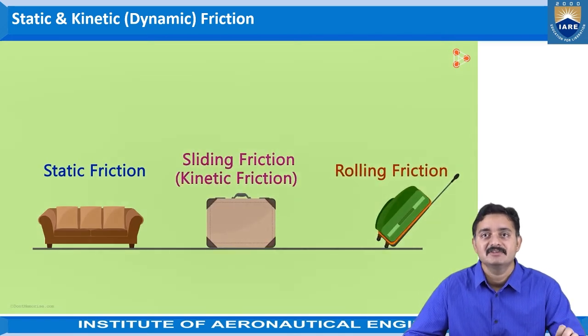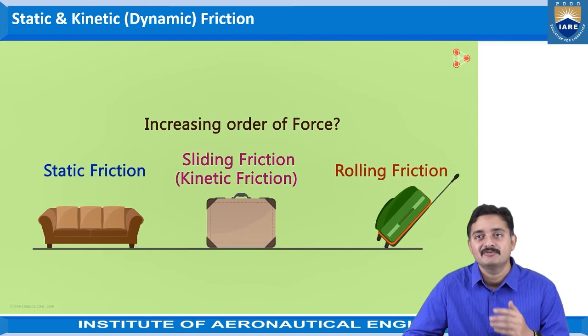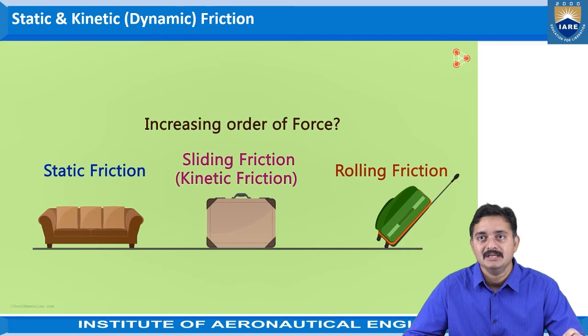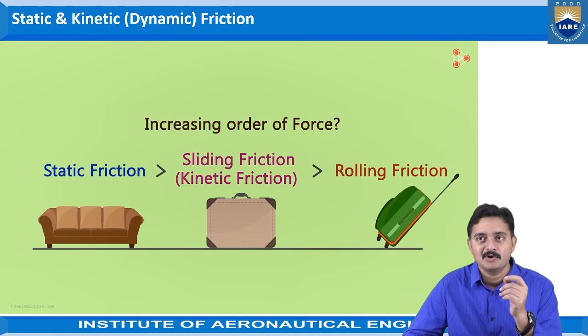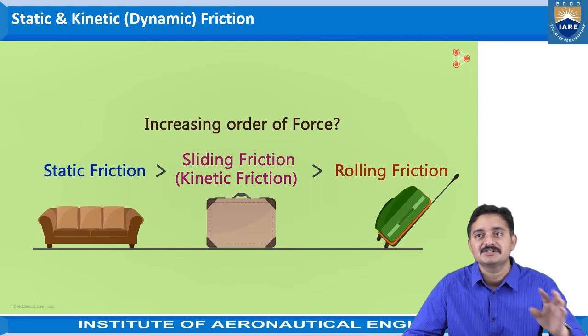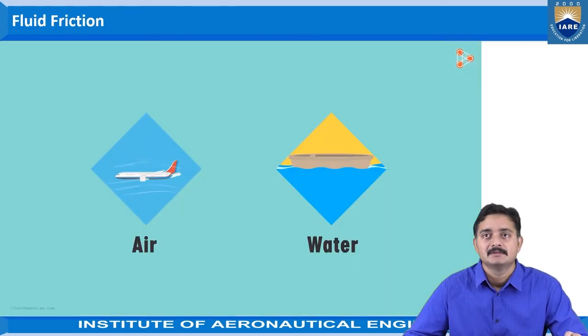These are the examples of static friction, sliding friction and rolling friction, in increasing order of the force that is needed. For static friction, we have just now discussed that the force needed will always be higher compared to kinetic friction, that is, sliding friction. And for rolling friction, because of the rolling, the contact is very small, only a point contact. Rolling friction needs very little force for the object's movement.